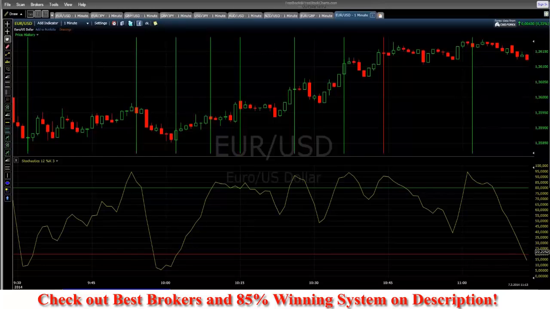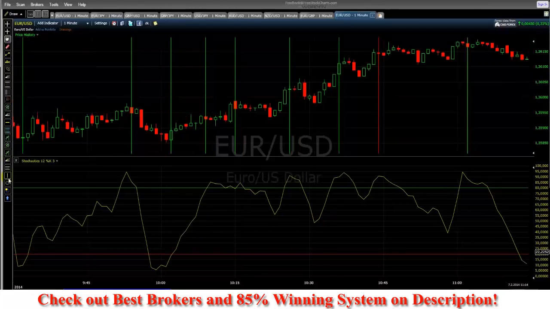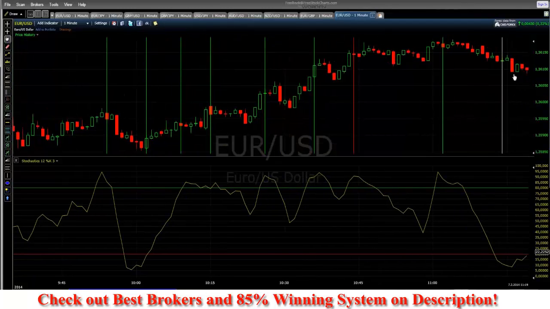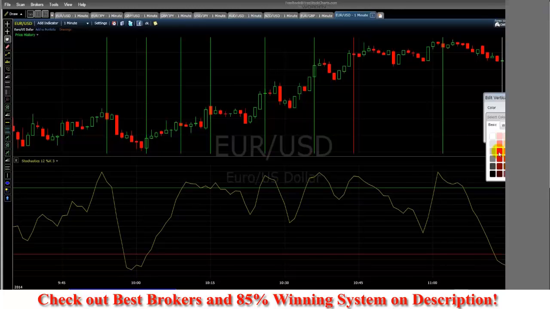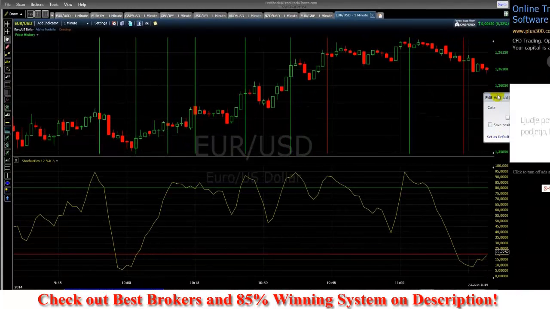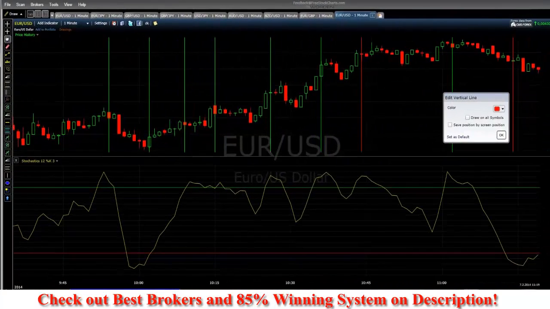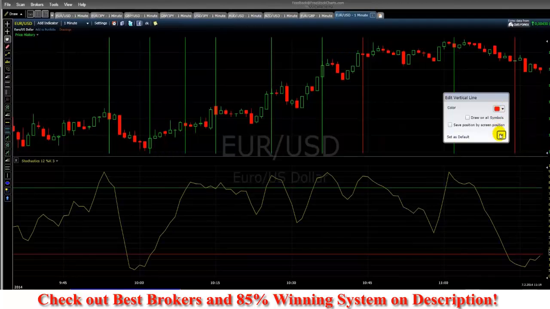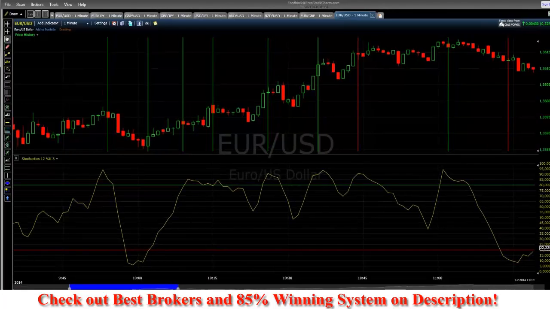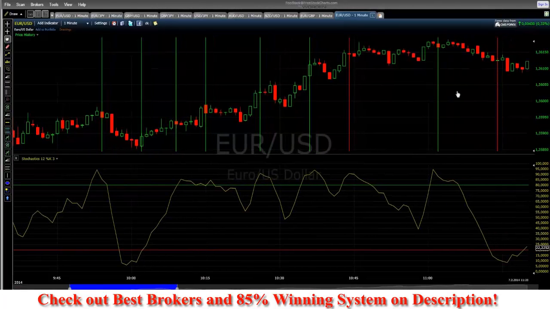So here you can see I'm getting a red candle, I'm getting a drop below the level 20, so it means with the opening of the next candle I'm trading up with 5-minute expiry. 1, 2, 3, 4, 5. And this would be a losing trade. So I'm going to mark this with a red line. Okay, so let's go on.